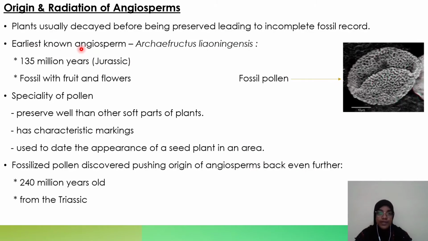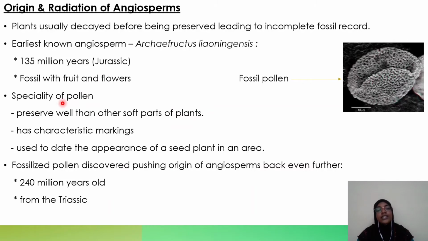The earliest known angiosperm is Archaefructus liaoningensis, discovered from 135 million years ago during the Cretaceous. The fossil of this angiosperm was discovered with fruits and flowers. So with this first angiosperm, they got a glimpse of how angiosperms would be: okay, an angiosperm will have a fruit and a flower. That is the earliest known angiosperm.